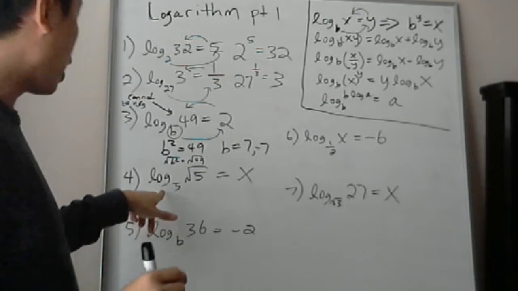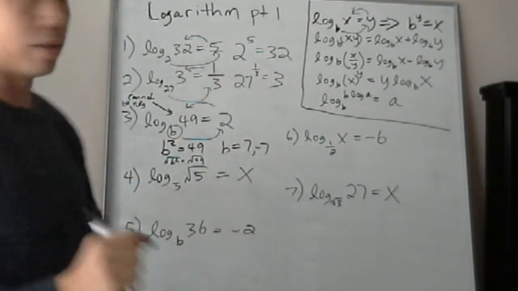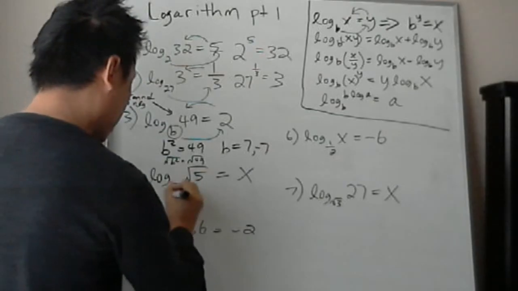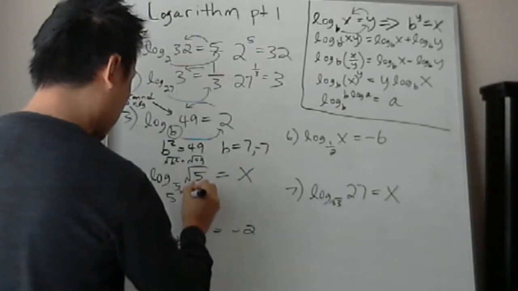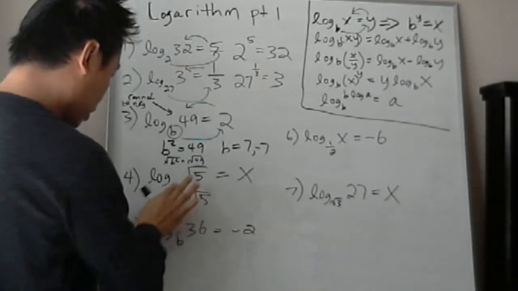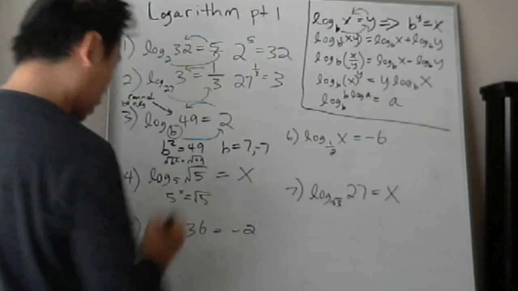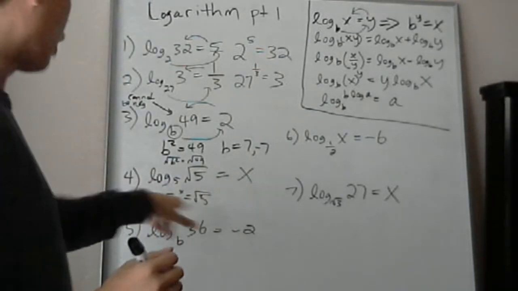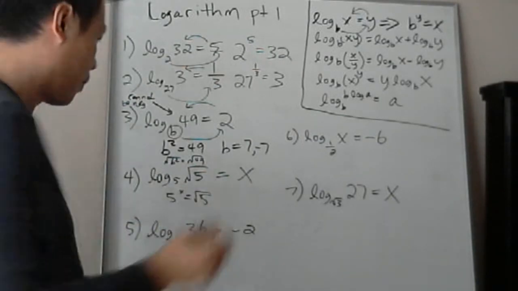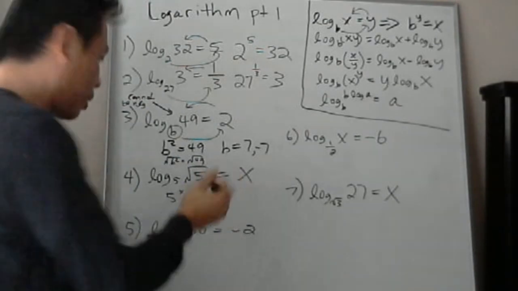So the next problem is log base b of the square root of 5 equals x. So how do you solve that? Same thing, you do the little loop thing. So you go 5 to the x power equals radical 5. Okay, let me rewrite this so it looks a little more clean. Okay, 5 to the x equals root 5. So what do you do here? Well, you can change the root 5 into a fraction form so you can solve it, right?